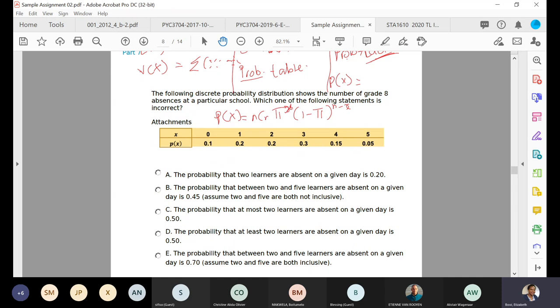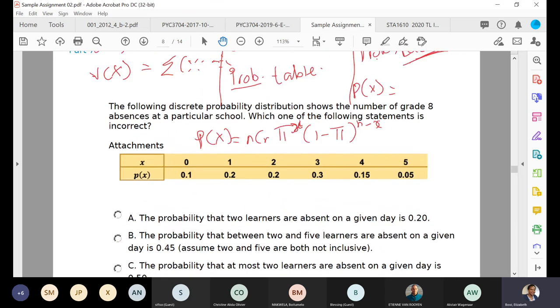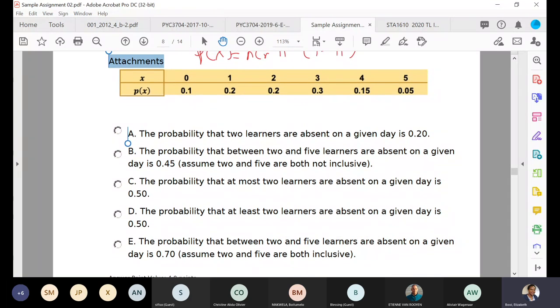So, oh gosh, don't want to give you all the answers. Let's make it bigger so I can have space to write.